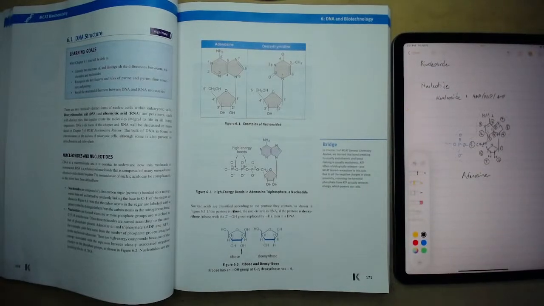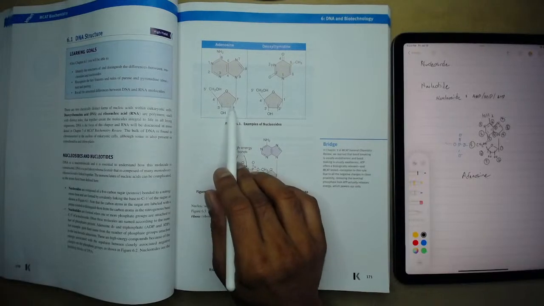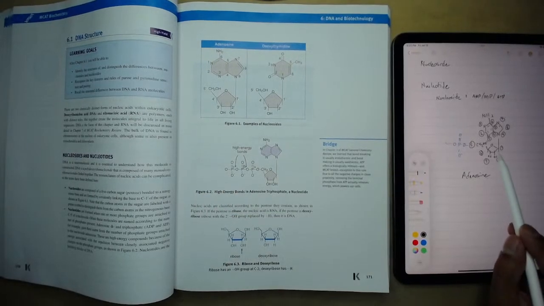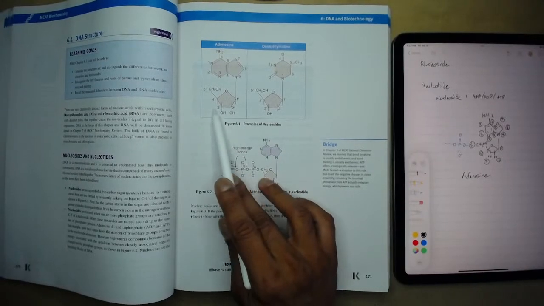Nucleic acids are classified according to the pentose they contain, as shown in figure 6.3. If the pentose is ribose, the nucleic acid is RNA. If the pentose is deoxyribose, ribose with the 2' OH group replaced by hydrogen, then it is DNA. Okay, so those are not carbons, those are hydrogens.